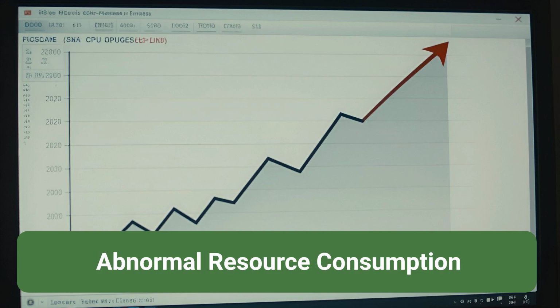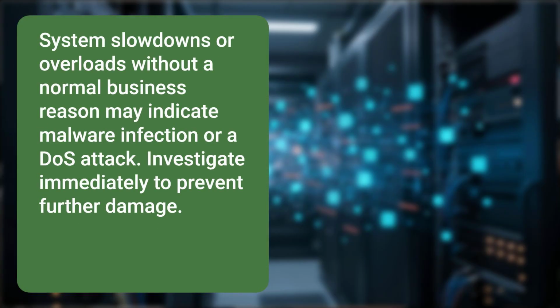Abnormal resource consumption is a sign that malware or denial of service activity may be occurring, such as sudden spikes in CPU usage, memory, or network traffic. On the exam, when systems slow down or overload without a normal business reason, the correct indicator is potential malware infection or a DoS attack.